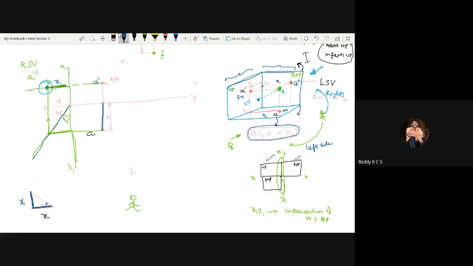So here, if I say 30 degrees, then here it will be 30 degrees. So x is not equal to y. X is not equal to y. So x is equal to y only when there is 45 degrees between these two. That is why this vertical line and this horizontal line have to have 45 degrees here.